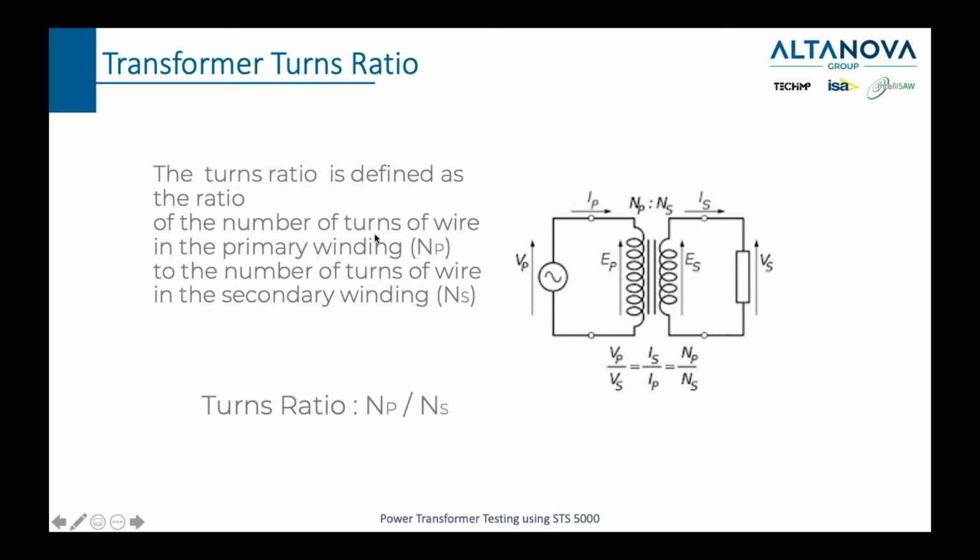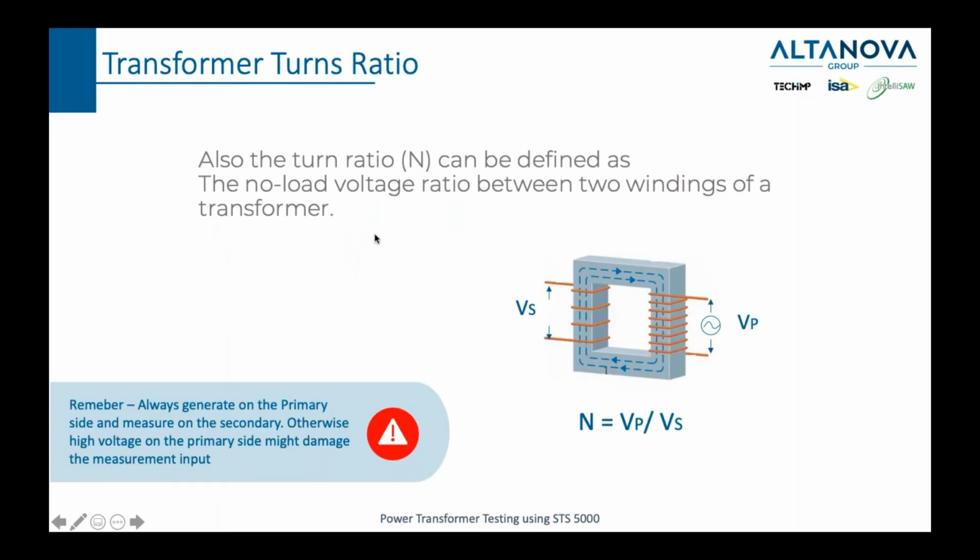Simply observe that this is primary, and this is secondary, because voltage and current have a reverse proportionality when it comes to transformation. So also, turn ratio can be defined as the no load voltage ratio between two windings of a transformer, and that's exactly what we do. We basically generate a voltage on the primary side and we measure a voltage on the secondary side. And in doing so, we obtain the ratio, the turn ratio.